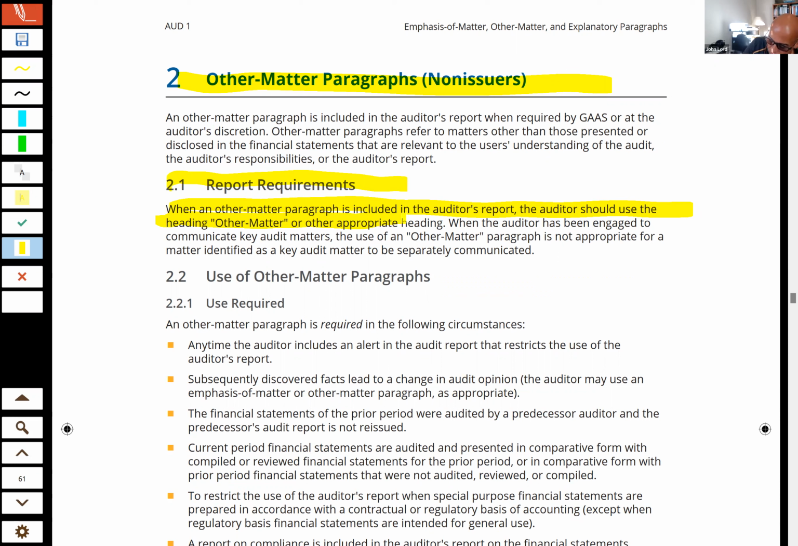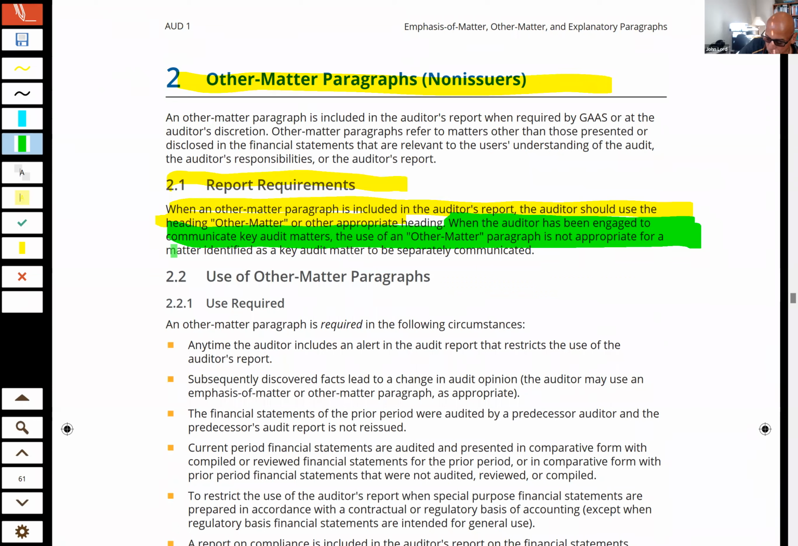Okay, note here though, and they will make this distinction: when the auditor has been engaged to communicate key audit matters, the use of other matters paragraph is not appropriate for a matter identified as a key matter. So if something is a key matter, then as we saw, it has to have the heading like key matter, and it's not considered an other matter if it's a key matter.